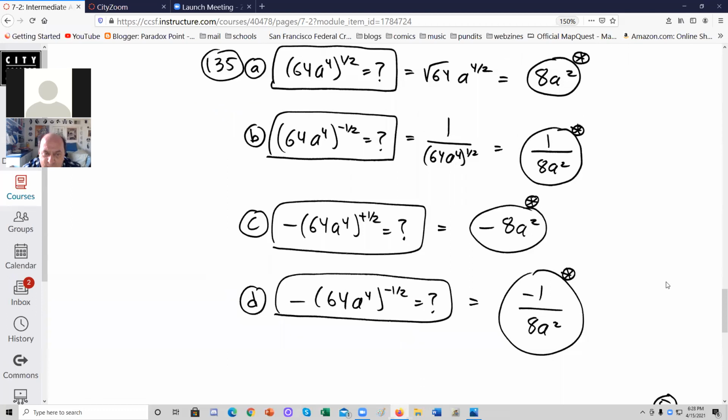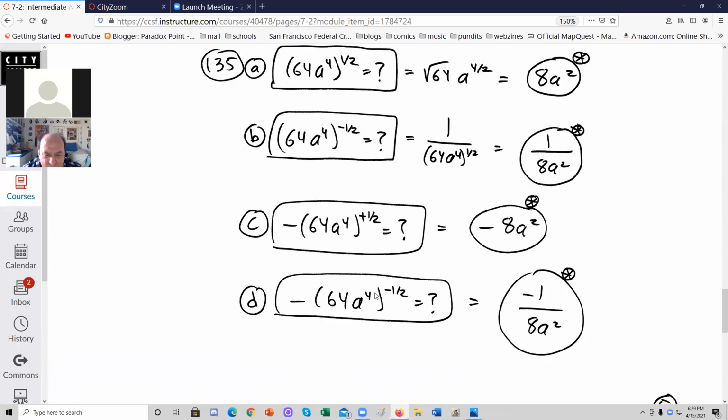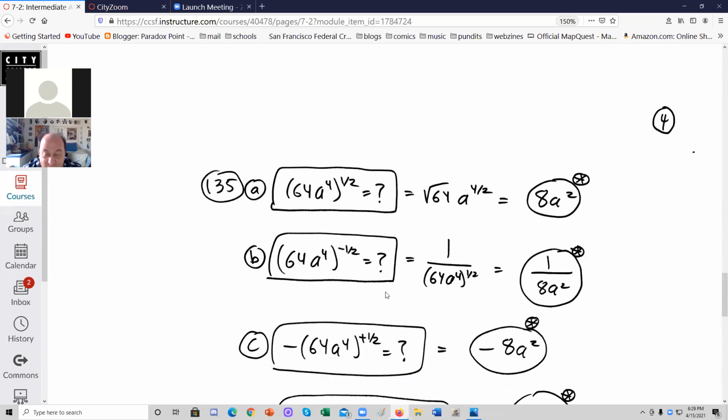135 is one of these, what do they call it again? Look-alike problems. You have the 64 a to the 4th here, here, here, and here. We have it to the half power, to the negative half power, the opposite of it to the half power, the opposite of it to the minus half power. So 64 a to the 4th, all to the half. Well, you take the square root of 64, you take a to the 4 halves, that'll be 8a squared.